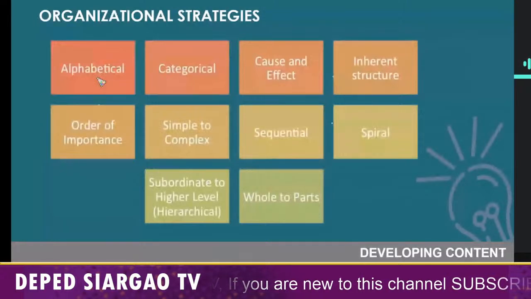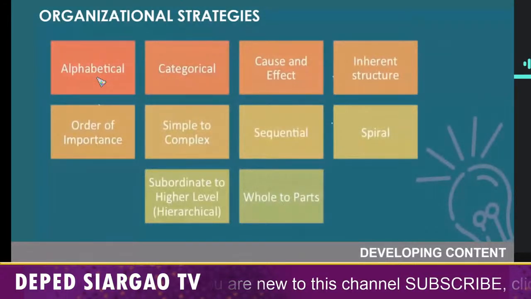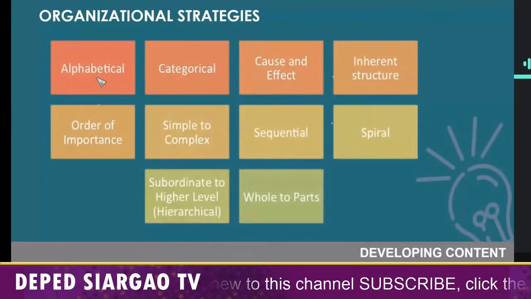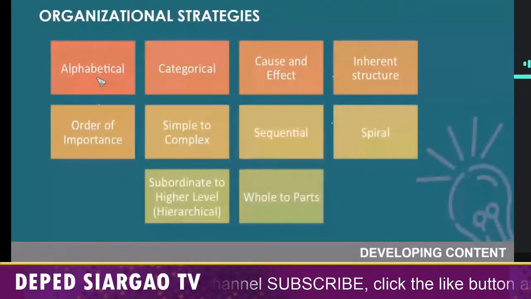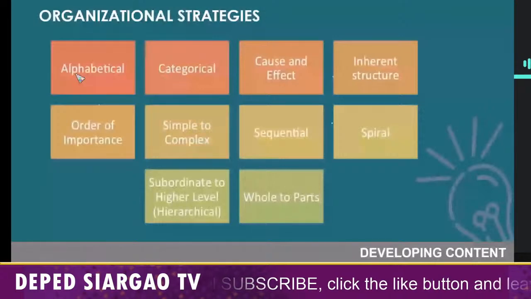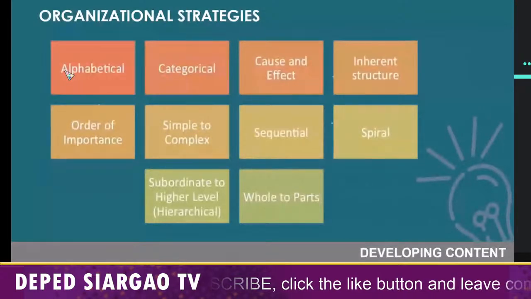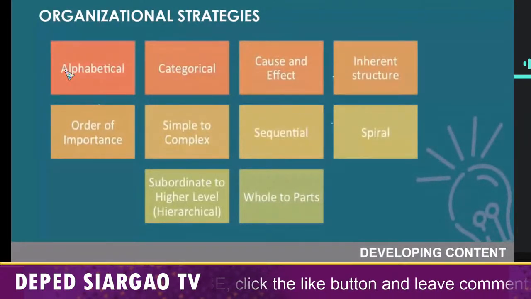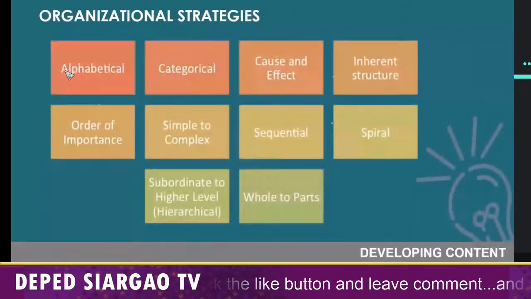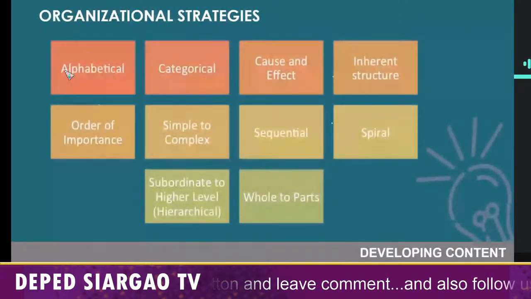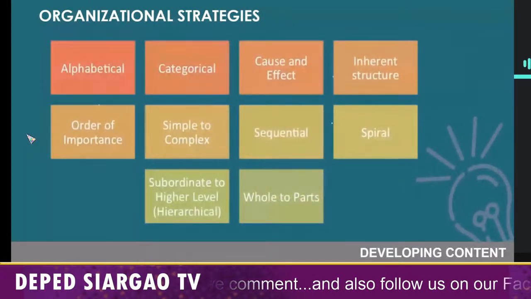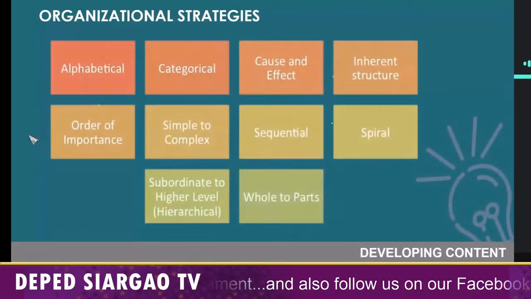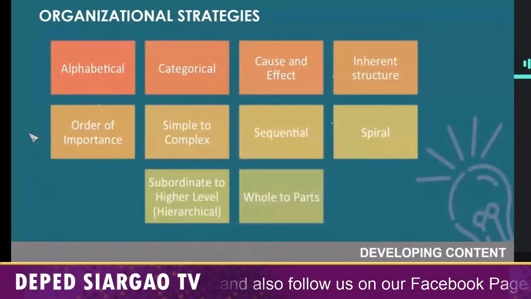And then we have the sequential. When you're presenting a process or a procedure, it's often most effective to structure the content as a series of steps. So there are steps here. And then we have spiral. It is appropriate for a curriculum like our K-12 curriculum. It's a spiral curriculum. It is somehow like that. And then we have the subordinate to higher level. It's when the content requires that a learner master subordinate skills or knowledge to advance to a higher level skill.